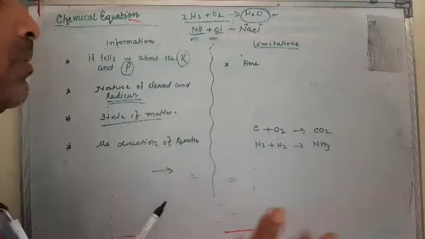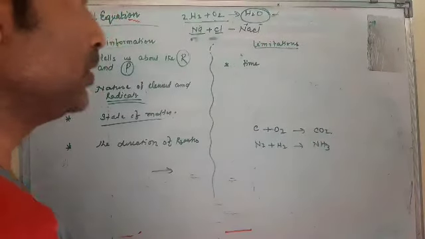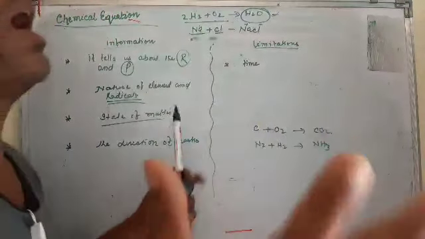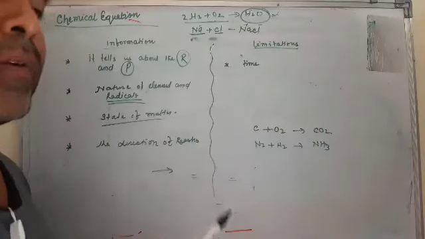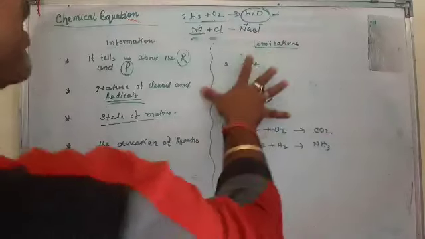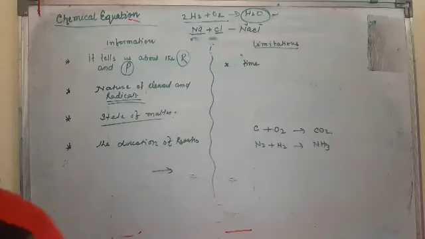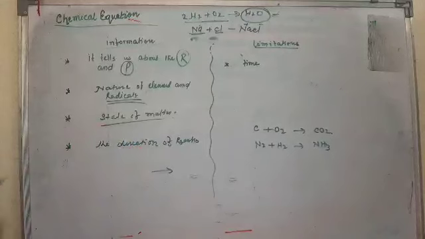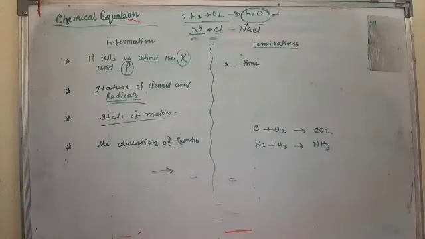Only know that C plus O2 makes CO2, H2 plus O2 makes water, but in how much time? 1 hour, 2 hours, 3 hours, in 5 minutes, how much time? It cannot give the time. This is the limitation. It cannot tell us about the time, how much time it takes. One more.